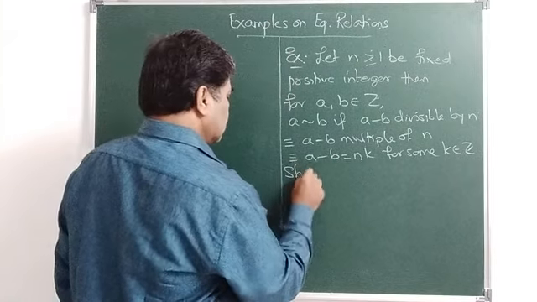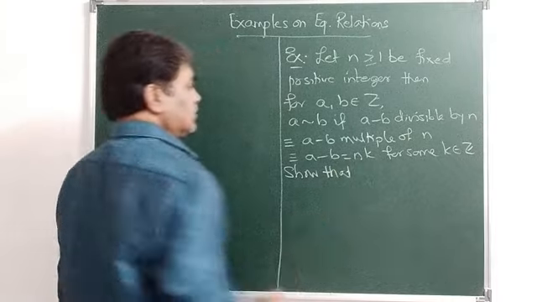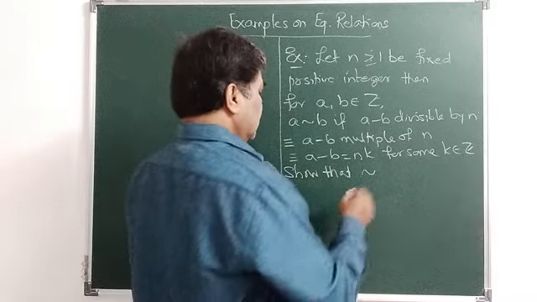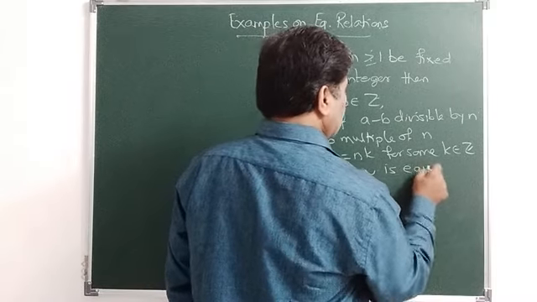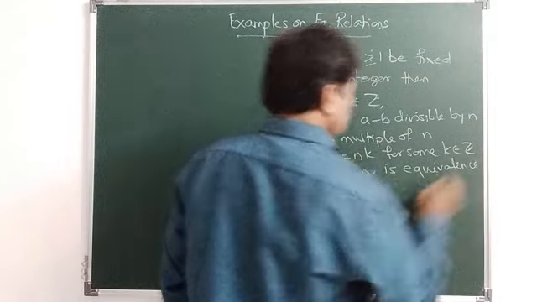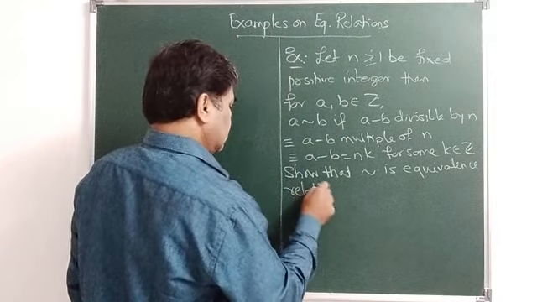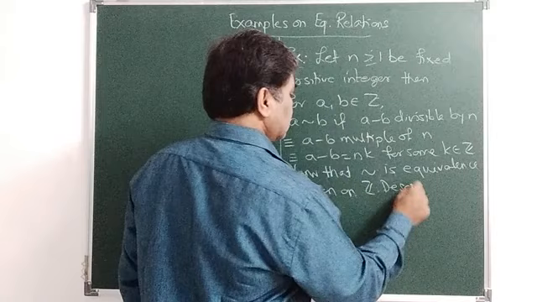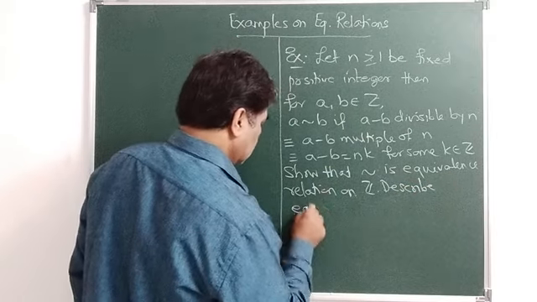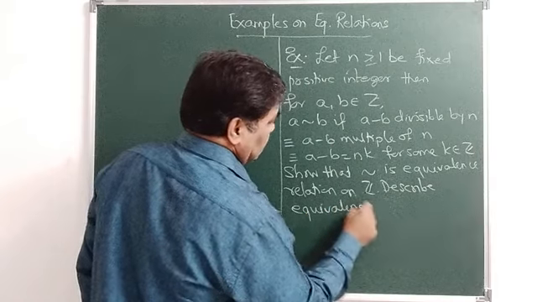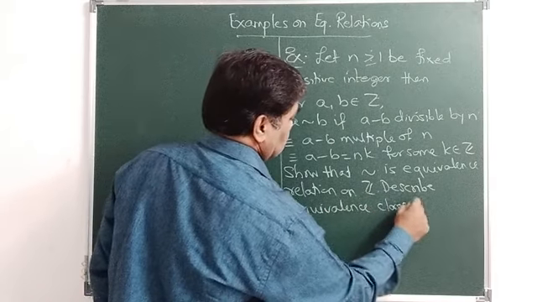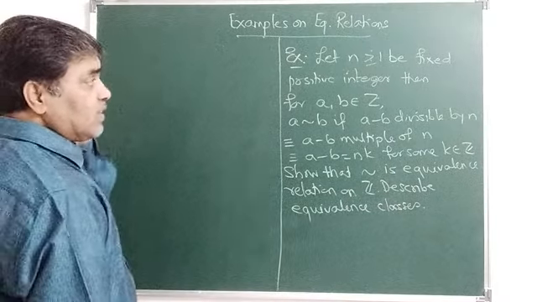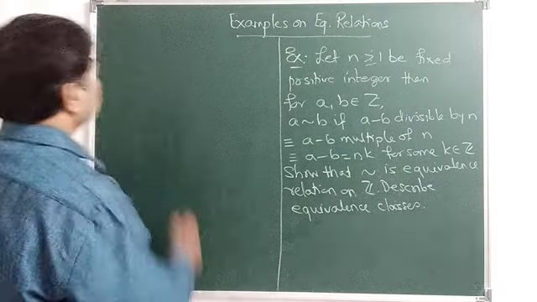So that this relation is an equivalence relation on Z. Describe the equivalence classes. So what to check is whether this relation is reflexive, symmetric, transitive, etc. Solution.